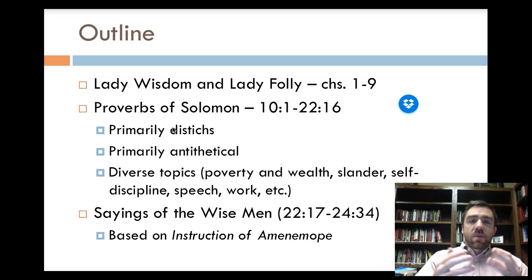In Proverbs, the Proverbs themselves are primarily distiches. This means that they have two parts, basically, two lines. And the Proverbs tend to be, and even the lines tend to be, antithetical, so contrasts. It deals with all kinds of things: poverty and wealth, slander, self-discipline, speech, etc.